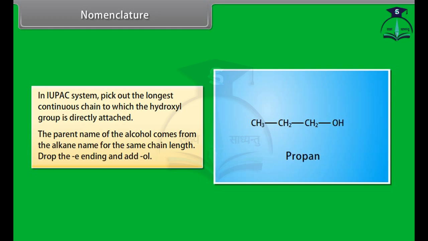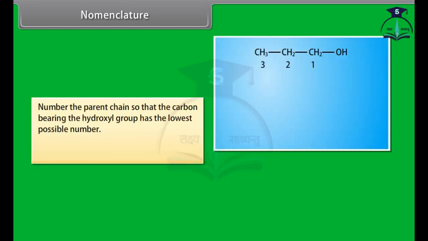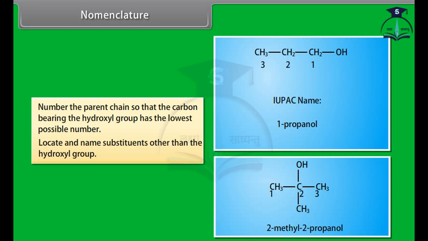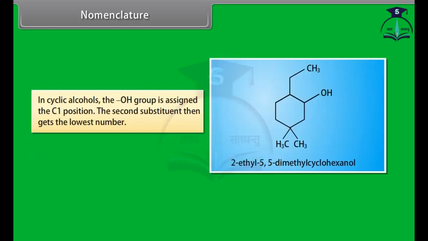Drop the E ending and add OL. Number the parent chain so that the carbon bearing the hydroxyl group has the lowest possible number. Locate and name substituents other than the hydroxyl group. Example: 2-methyl-2-propanol. In cyclic alcohol, the hydroxyl group is assigned the C1 position. The second substituent then gets the lowest number. For example, 2-ethyl-5,5-dimethyl cyclohexanol.